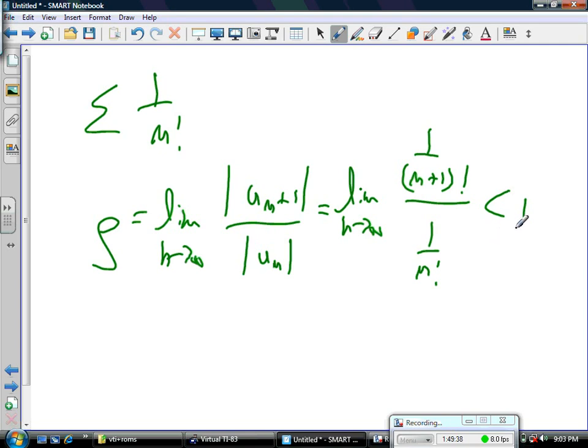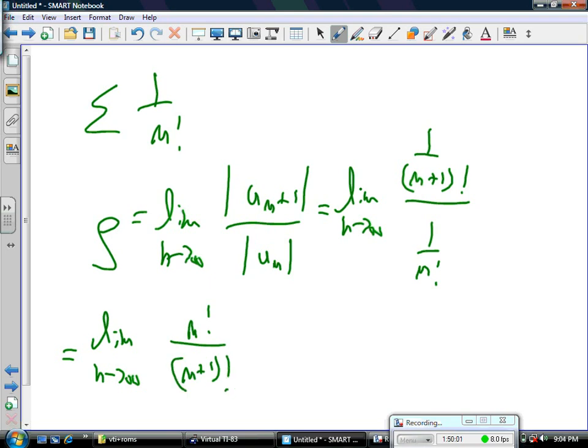Is it less than 1? I don't know. Let's see. How do you evaluate this limit? How do you divide one fraction into another? Multiply the reciprocal. So it's the limit as n goes to infinity of n factorial over n plus 1 factorial.